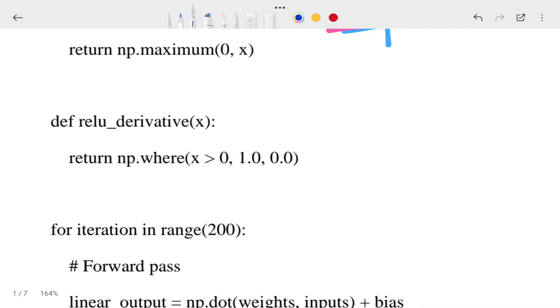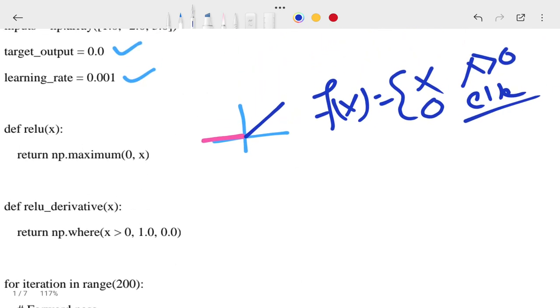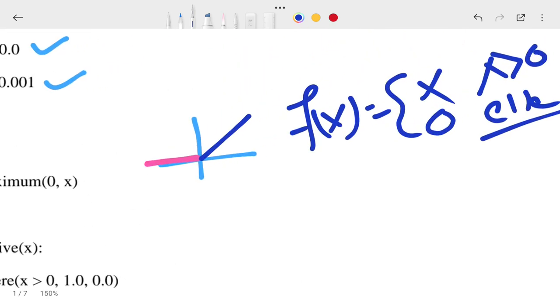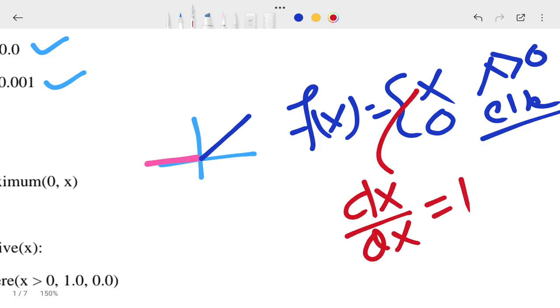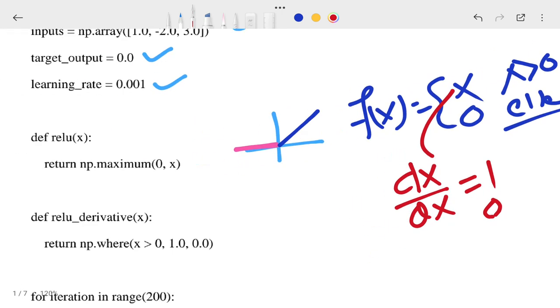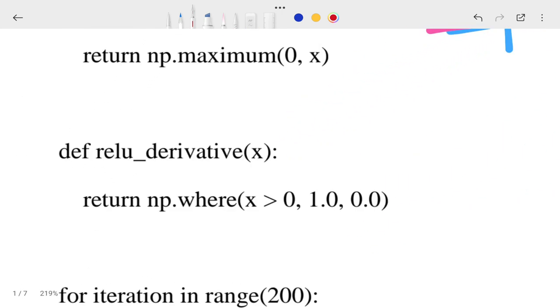What is the meaning of ReLU derivative? If x is greater than 0, now see here, what is the meaning of it? dx upon dx is equal to 1. Otherwise 0. So I have written the derivative of ReLU. If it is greater than 0, 1, otherwise 0. This is the derivative of ReLU.